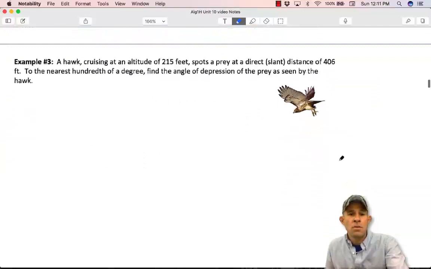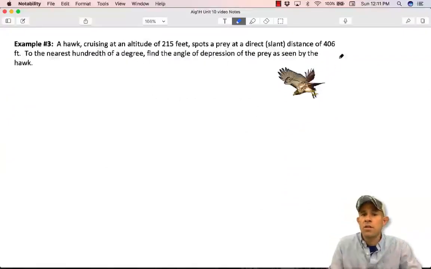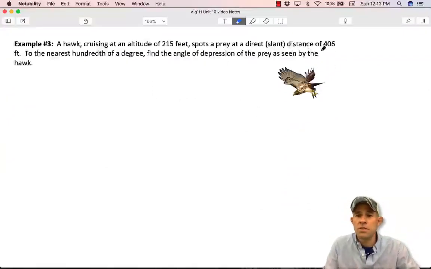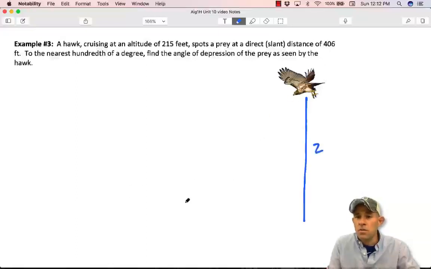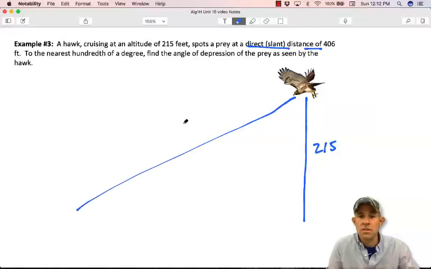All right, here we go. Example 3, we've got a hawk that's cruising at an altitude of 215 feet. Now, an altitude means it's the vertical distance to the ground, so we're going to go ahead and label that 215. It spots prey directly at a slant distance. So the slant distance is like the distance along the hypotenuse. And that's going to measure 406 feet away.